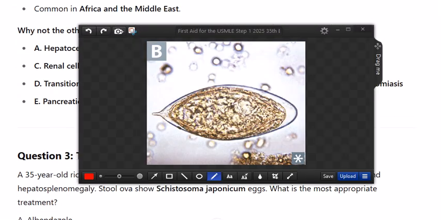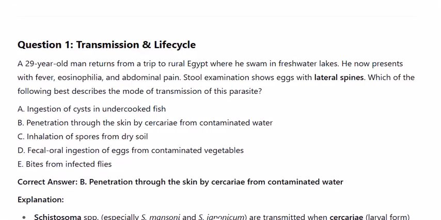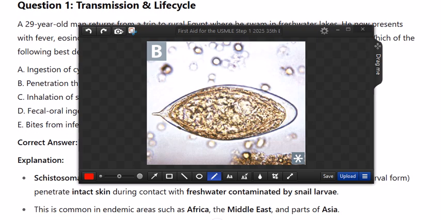Here are 3 USMLE-style questions focused on Schistosoma species, including clinical manifestations, transmission, diagnostic features, and treatment, with detailed explanations for both correct and incorrect options. Question 1. Transmission and life cycle.